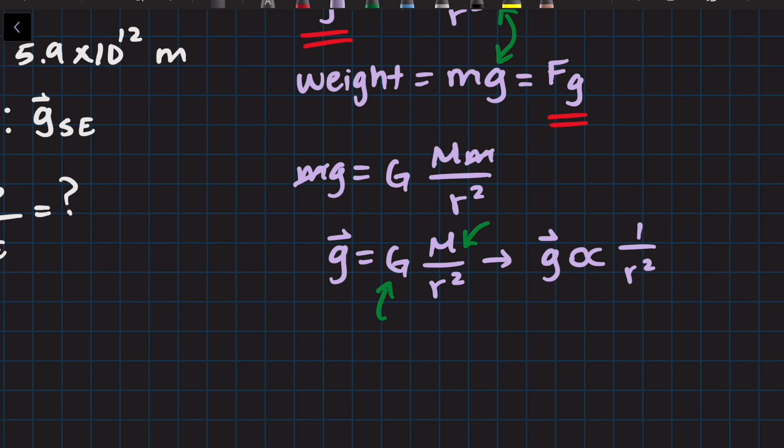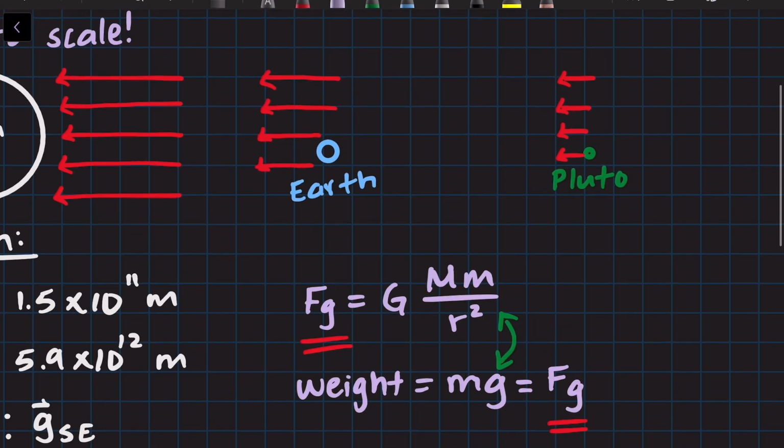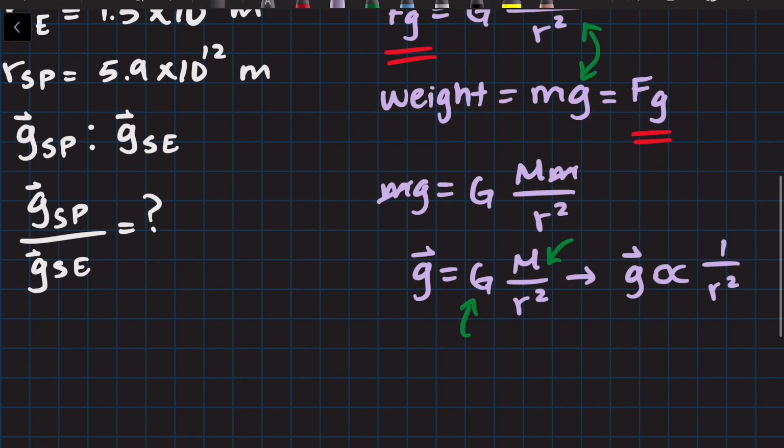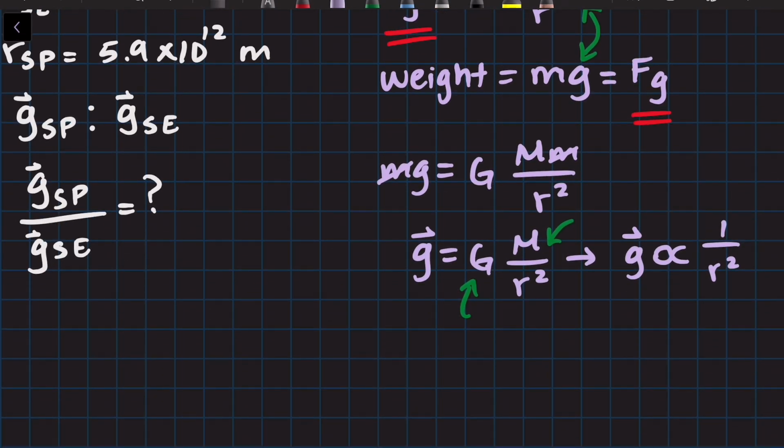We already knew this, right? The closer you are to the center of the Earth, the greater the field would be, and the farther away you are from the center, the weaker it'll be. And it just proves what we said over here, that the gravitational field on Pluto is going to be less. Okay, inverse square law. So now we're going to do the same, but with the sun and the planets.